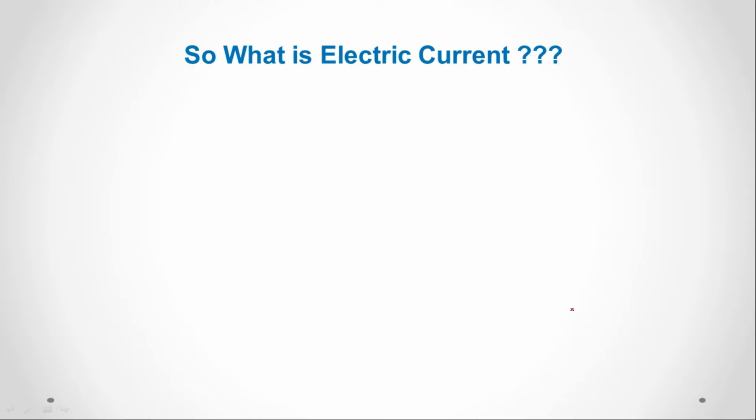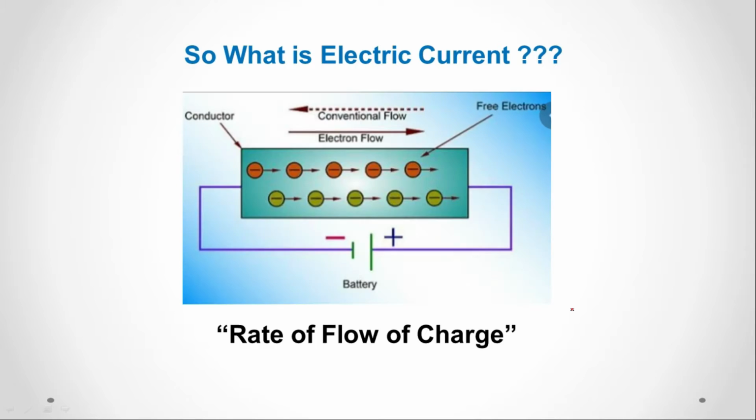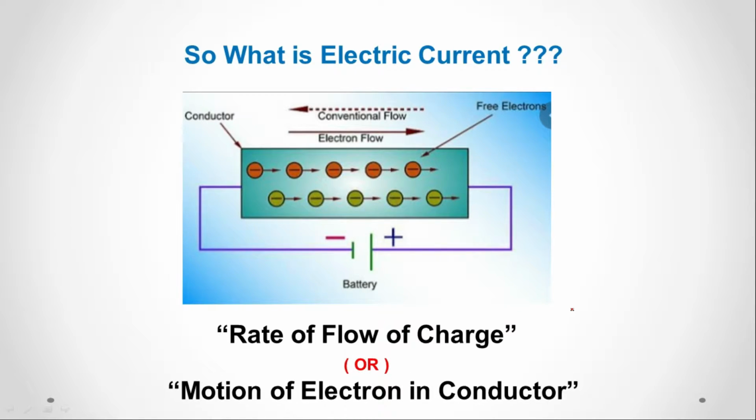So now let's see what is electric current. Electric current is the rate of flow of charge. It means how much charge is flowing through a conductor in some time, or you can also say it is the motion of electrons in the conductor. It is known as electricity. The question may arise in one's mind: if we talk about charge, there are two types of charge, positive charge and negative charge, so why are we talking only about electrons? We will find the answer to this question further in this video.